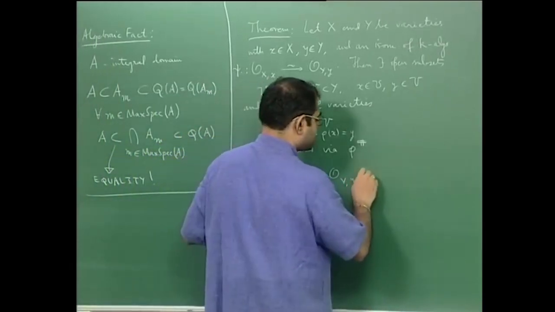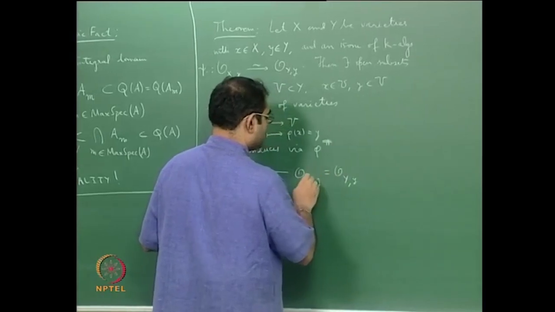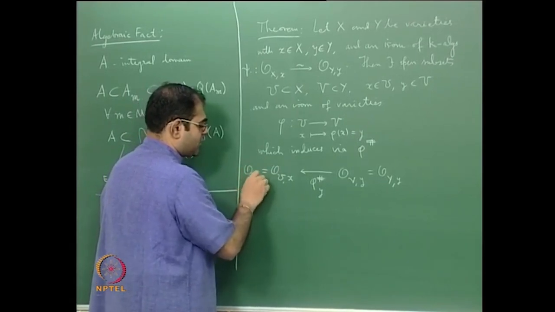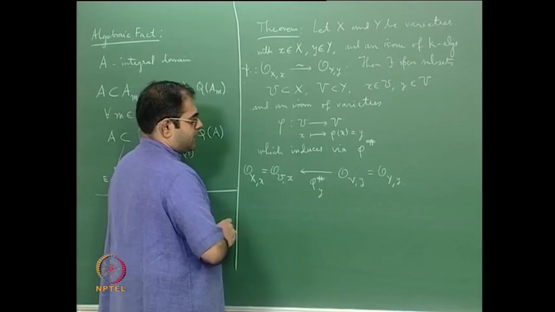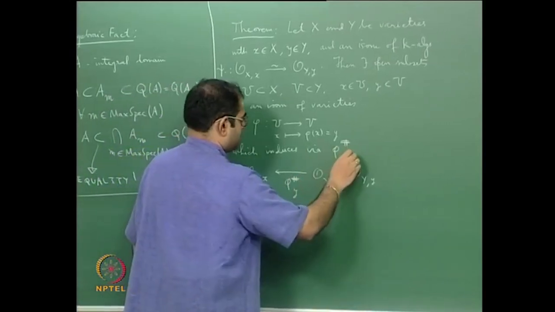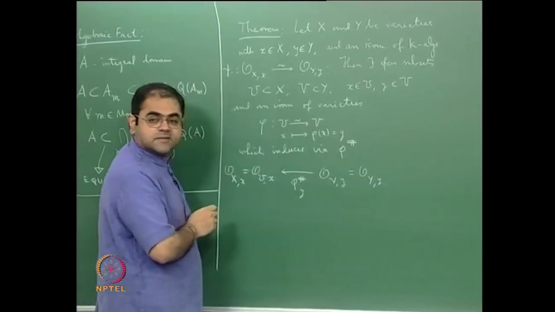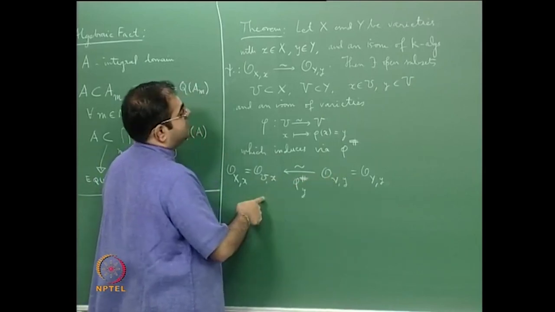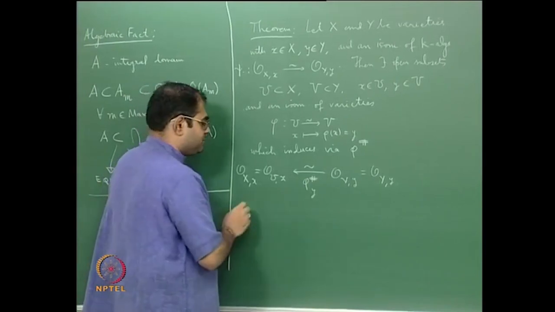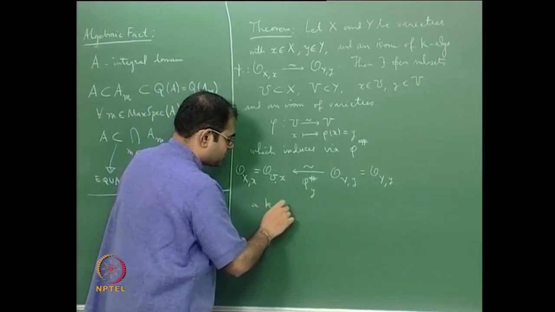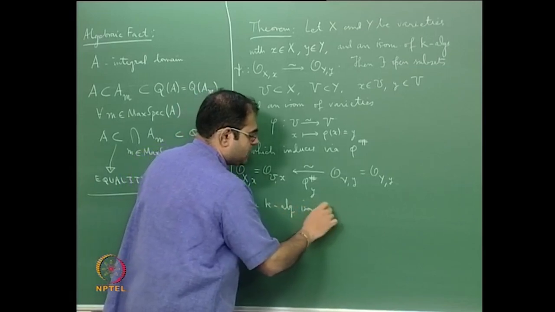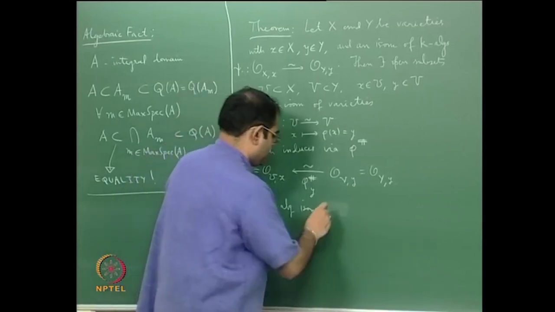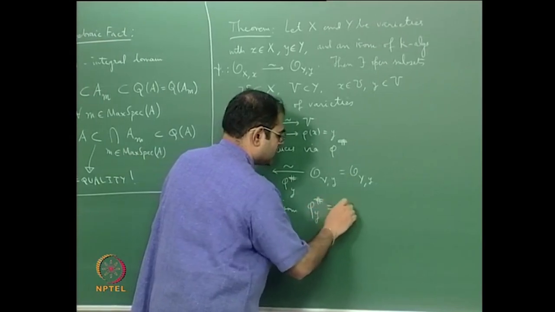And mind you, the local ring of V at y is the same as the local ring of capital Y at small y, because the local ring does not change if you go to an open set. And similarly, this is the local ring of capital X at small x. So phi is an isomorphism of varieties, therefore this will also be an isomorphism, and the fact is that this isomorphism is none other than psi inverse, the K algebra isomorphism. So phi hash y equals psi inverse.